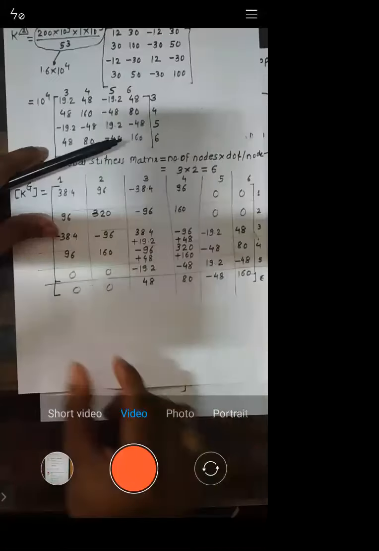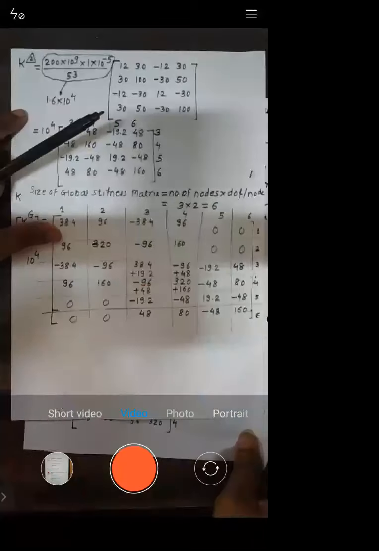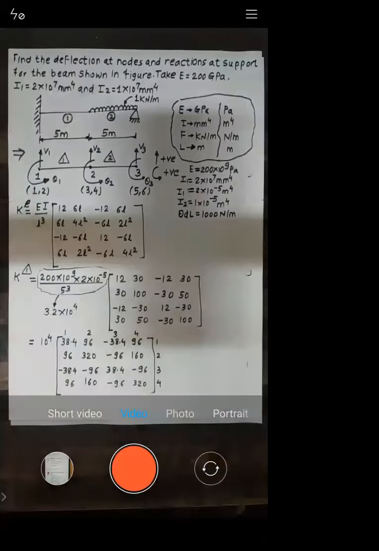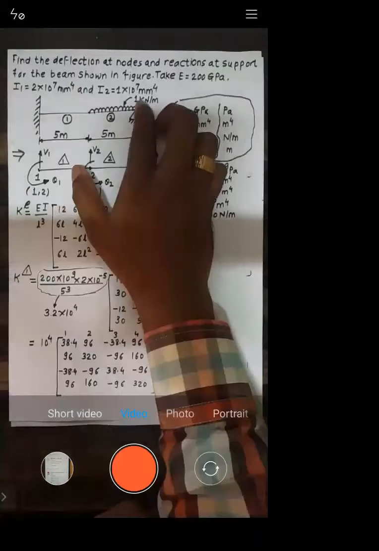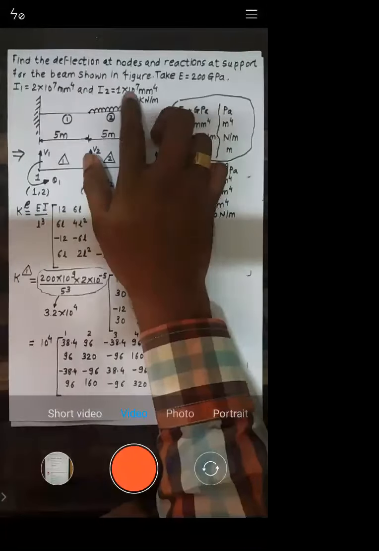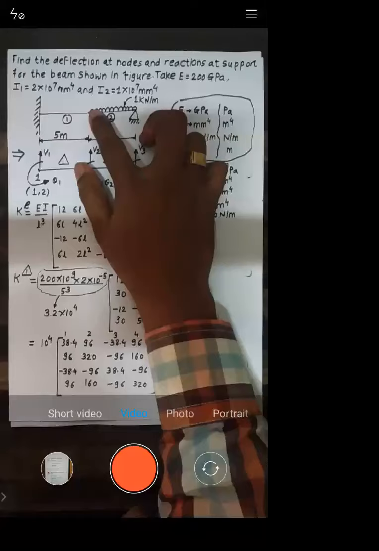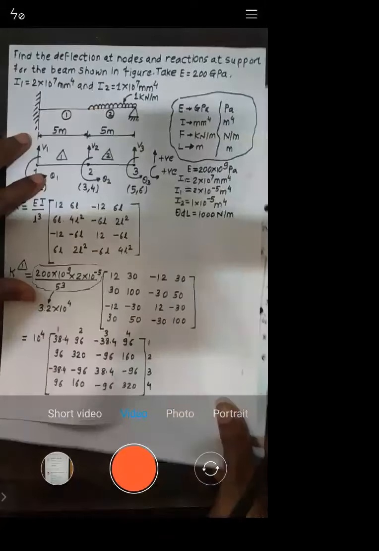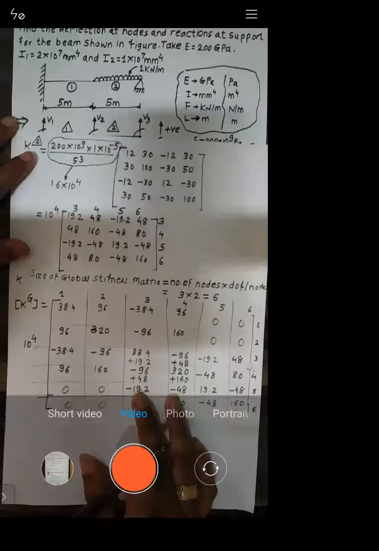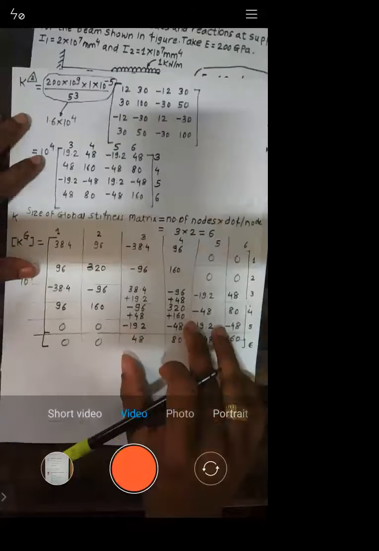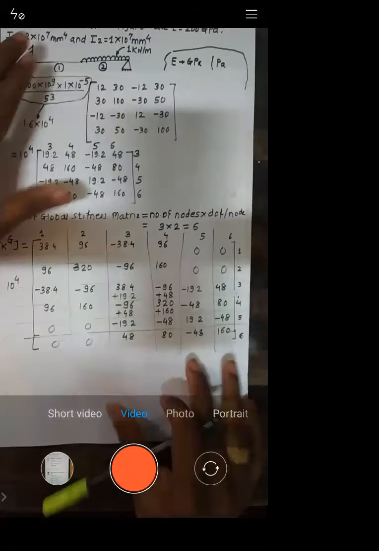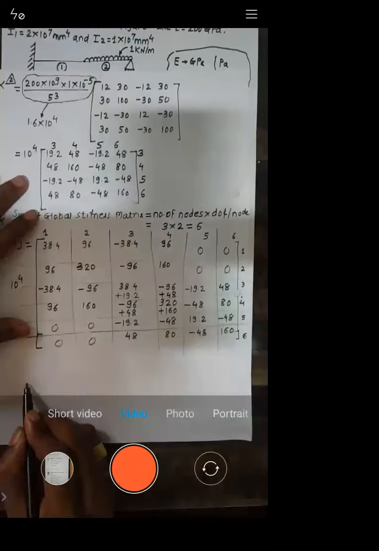So for that, we should know what the forces are, right? In the problem, a UDL is given. This is a uniformly distributed load, right? So let me draw that diagram. Okay, I will draw the diagram of the uniformly distributed load.